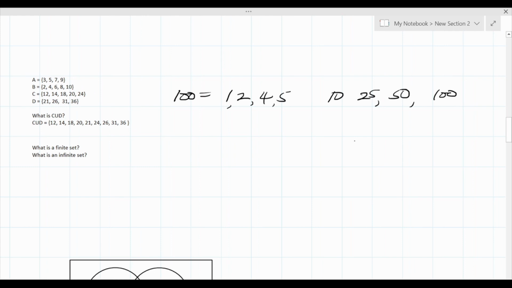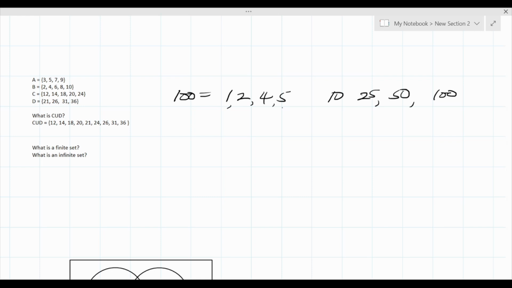1 could go into 100 times. 2 can go in there 50 times. 4 can go in there 25 times. 5 can go in there 10 times. And the reverse is also true. 100 can go into it 1 time, 50 can go into it 2 times, 25 can go in there 4 times, and 10 can go in there 5 times. So it is possible for us to list all the factors of 100.